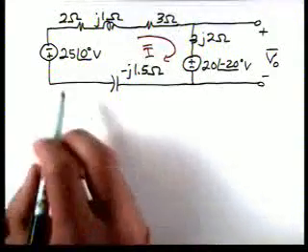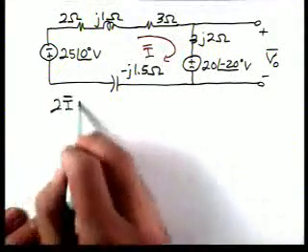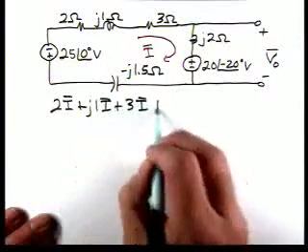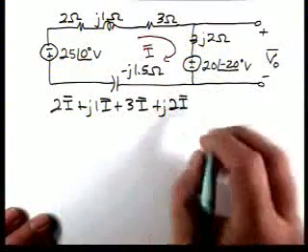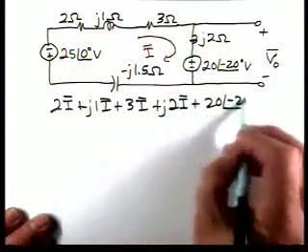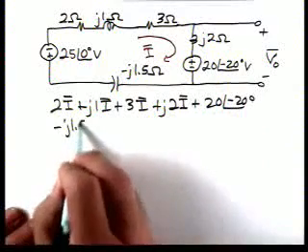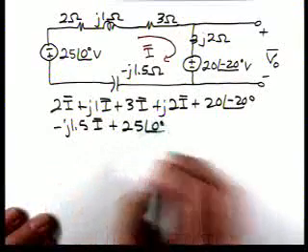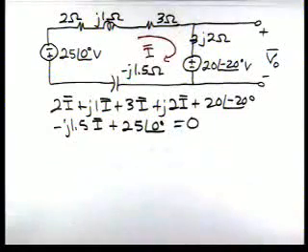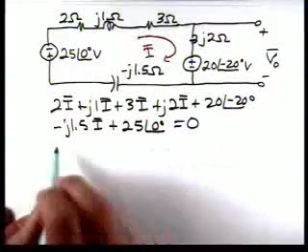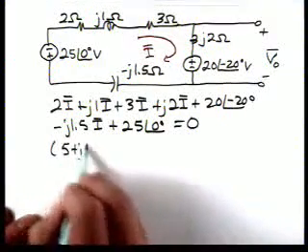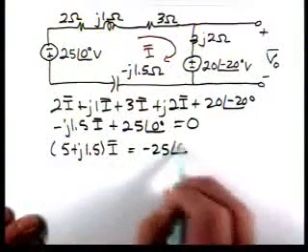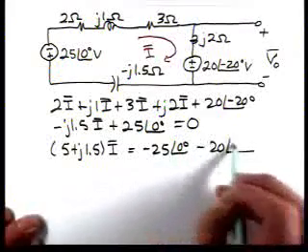Then just applying KVL, we'll have 2I plus J1 times I plus 3I plus J2 times I plus 20 at an angle of minus 20 minus J1.5 times I plus 25 at an angle of 0 is equal to 0. Rearranging, this becomes 5 plus J1.5 times I is equal to minus 25 at an angle of 0 minus 20 at an angle of minus 20.